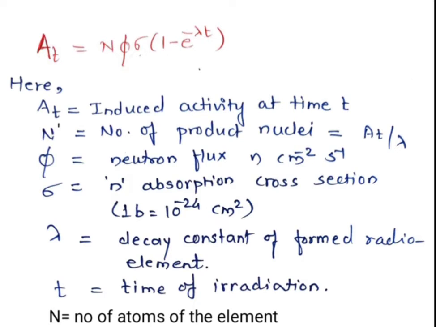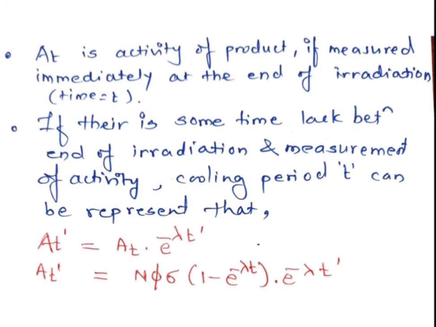So this is the equation which is used to calculate the induced activity at time t. Now, that induced activity at time t, that is A_t, is the activity of the product measured immediately at the end of the irradiation, when time is equal to t. And if there is some time lag between the end of the irradiation and the measurement of activity, that is the cooling period t', then we can write A_t as A_t'.